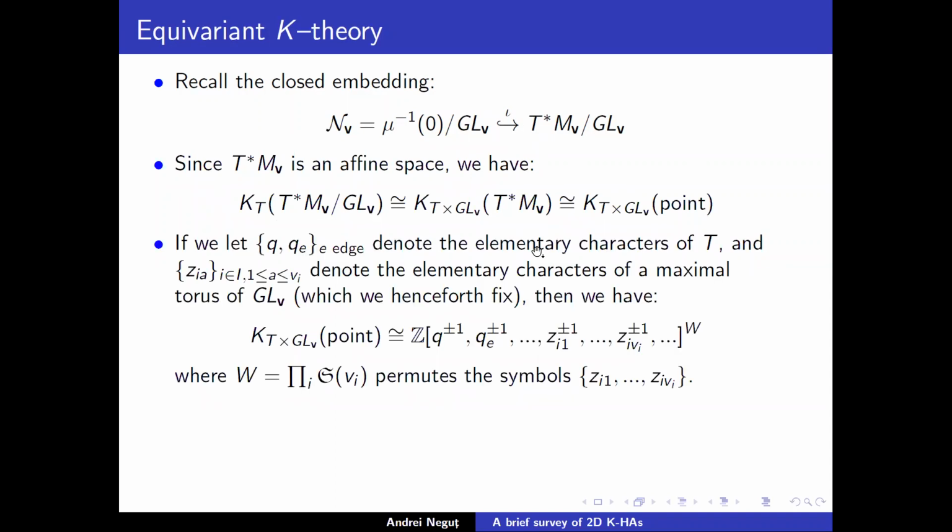So let's put some coordinates and describe the T times GL_V equivariant K-theory of a point. Let q and q_e denote the elementary characters of the torus T, which, remember, was C star times as many C stars as the number of edges. And let's take a maximal torus of GL_V, call it T_V, and let's denote the elementary characters of this maximal torus by z_{ia}. So i goes over the vertices of the quiver, and the number a goes from 1 to the dimension of the vector space at the ith vertex, which I call v_i.